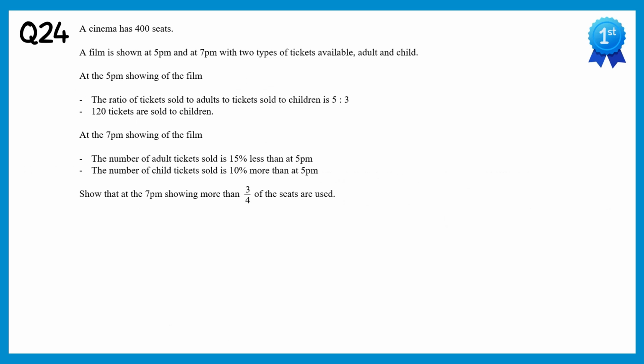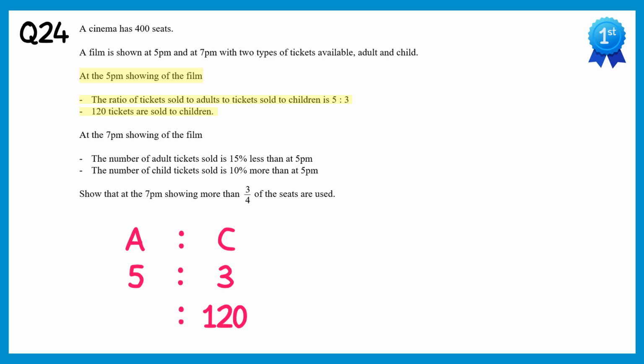In this question, we've got lots of information. We're going to focus on the 5 PM showing of the film first. Here we're told the ratio of the number of tickets to adults to tickets to children was 5 to 3. And we're also told that 120 of those tickets were sold to children. So we'll write down this ratio, adults to children is 5 to 3, but we know 120 went to children, so we can write that underneath the children column like this.